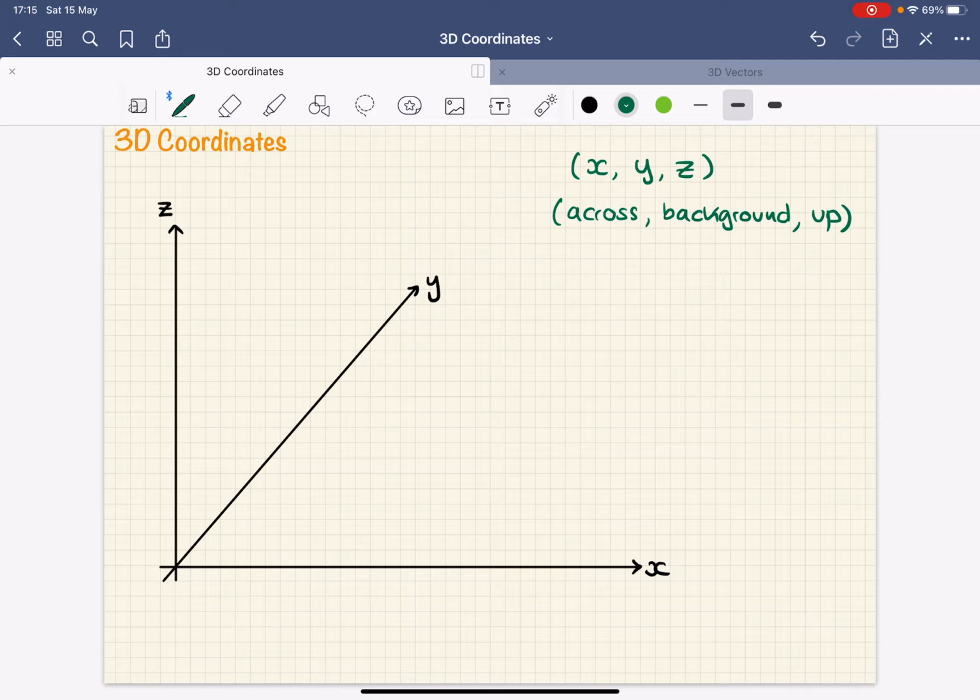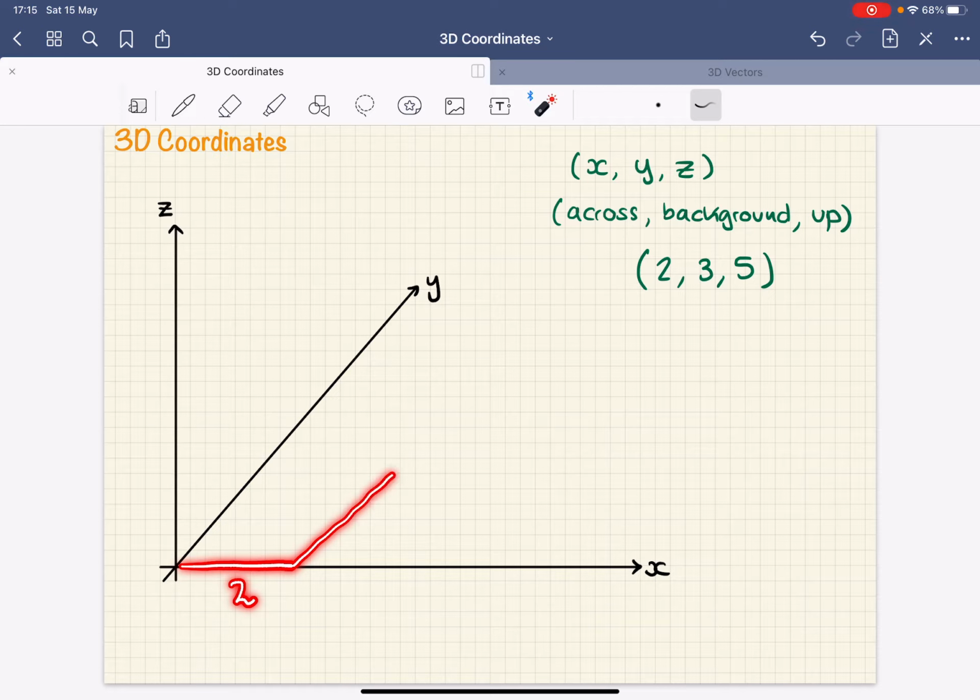So let's take a look quickly at how a set of coordinates might look. Say, for instance, I wanted to plot the point 2, 3, 5. First I would want to go across by 2. So let's say this distance here was 2. Then I would want to go into the background by 3. So this distance here is 3. And then from there, I would go up by 5. So this distance here could be 5. And that would be my point 2, 3, 5.